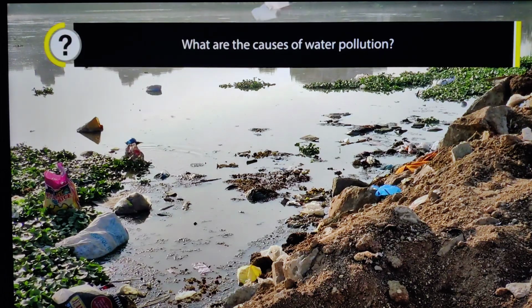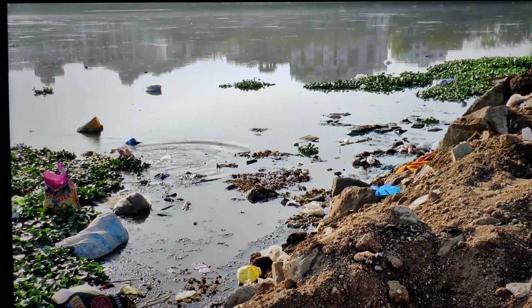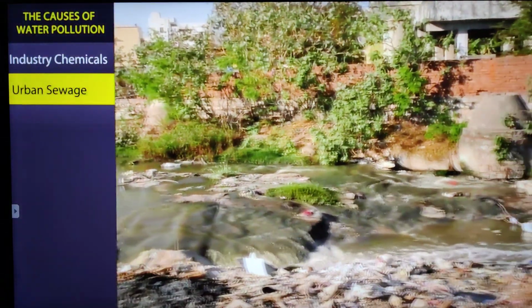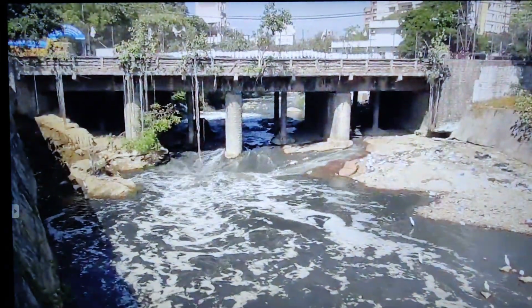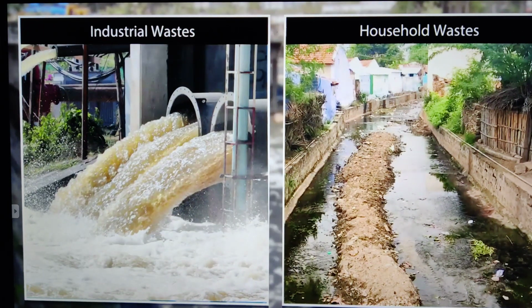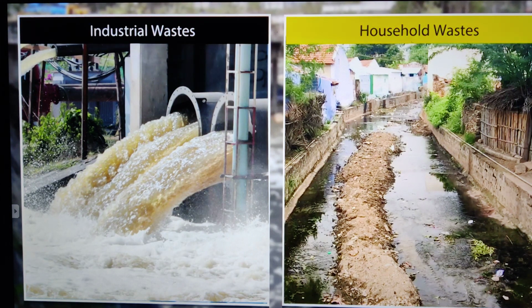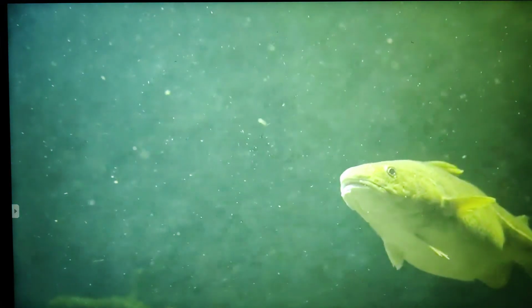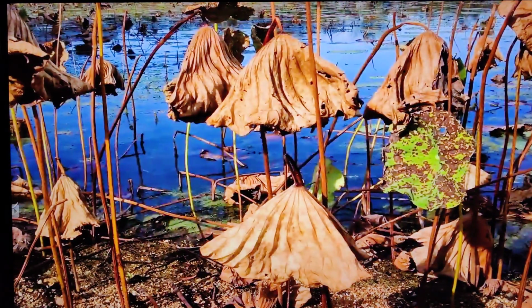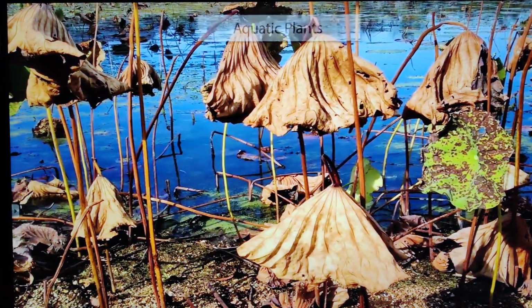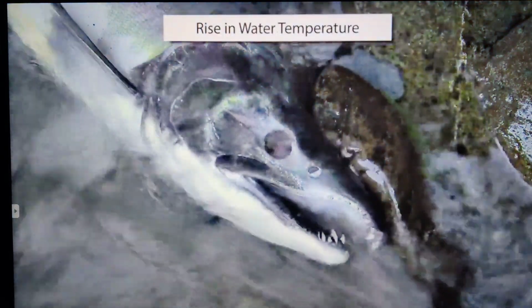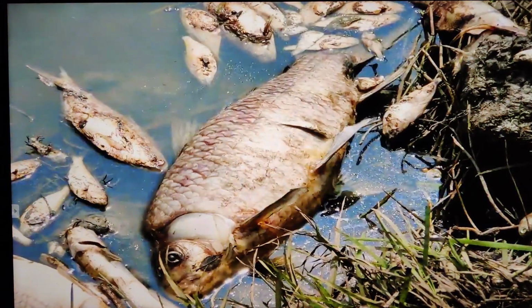What are the causes of water pollution? Industry chemicals and urban sewage are dumped into rivers and lakes. These substances dissolve in water. Industrial or household waste reduces the dissolved oxygen in water bodies, affecting aquatic animals and plants. The sudden rise in water temperature is dangerous for many aquatic animals, which affects their breeding.